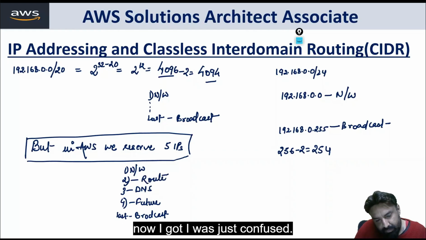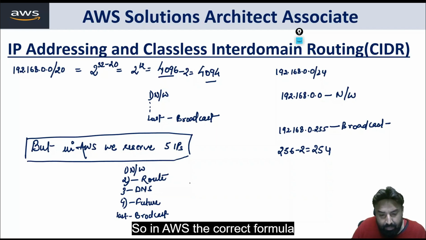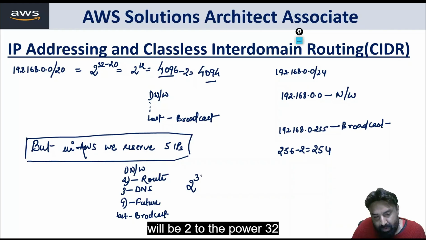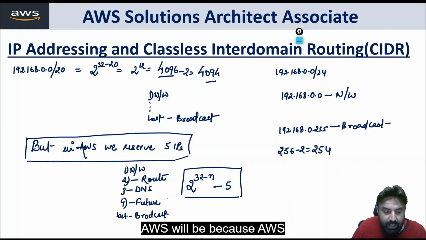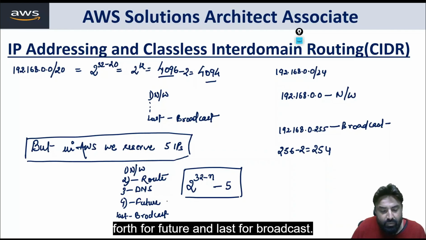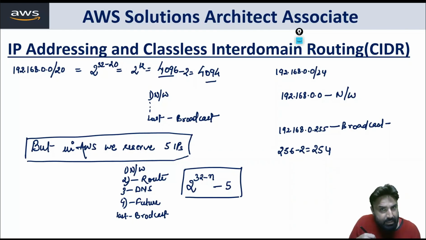So in AWS, the correct formula will be 2 to the power 32 minus n, and then minus 5. This is exactly what the formula for AWS will be, because AWS reserves 5 IPs: first for network, second for route, third for DNS, fourth for future, and last for broadcast. So this is overall the IP address concept and CIDR concept.